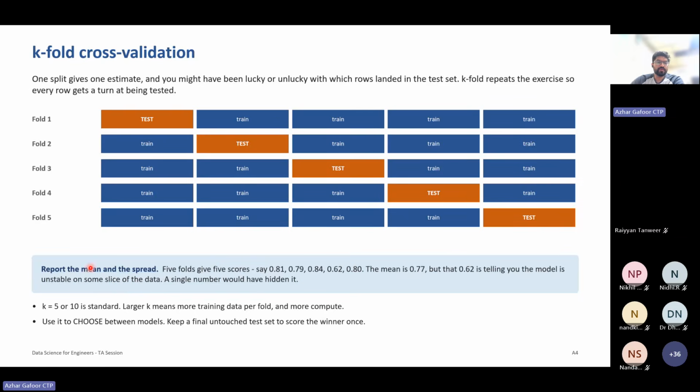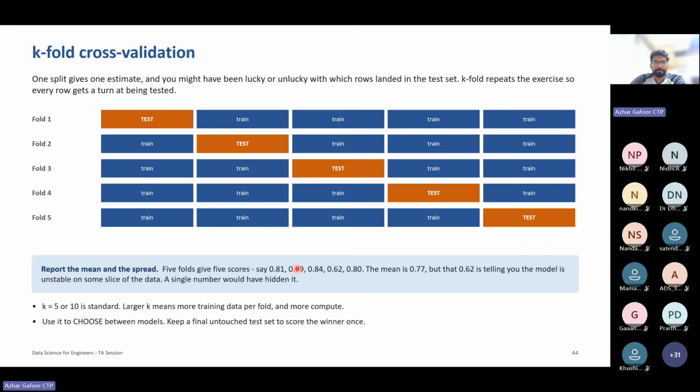So here is an example. After a five-fold validation, we have the different scores, and the mean of this metric is 0.77. But one of the values is 0.62, which tells us that the model is unstable on some slice of the data. If we had not done this k-fold validation, that number would have been hidden from us, or we may not know the distribution of our data.